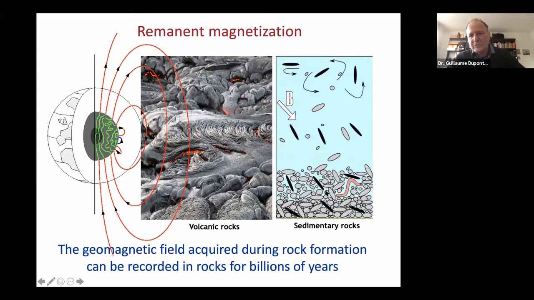And this can work also with sediments. Small particles that are magnetic in sediments align with the magnetic field, and when they are deposited, they preserve this magnetic direction. It's called a remanent magnetization when it's kept in a rock. And this can stay in rocks for billions of years. It depends what type of rocks.